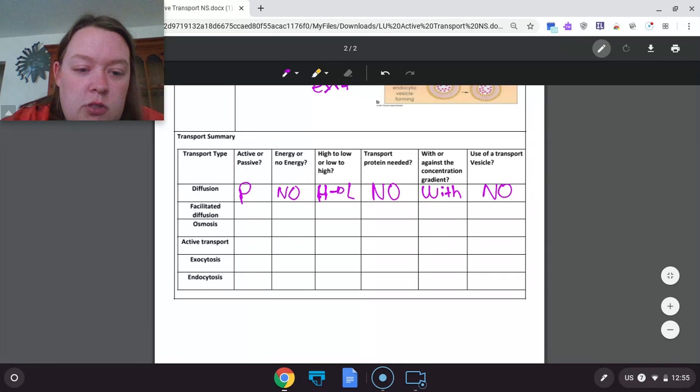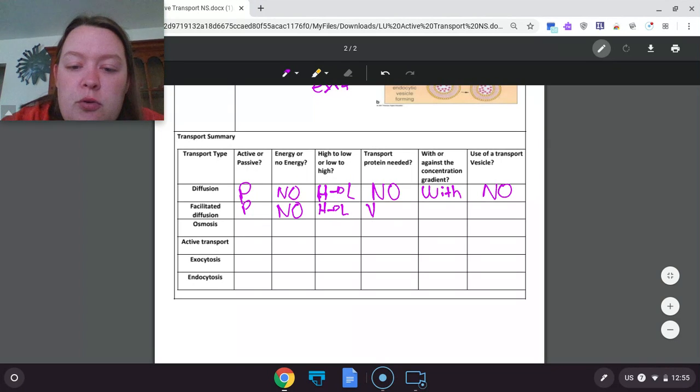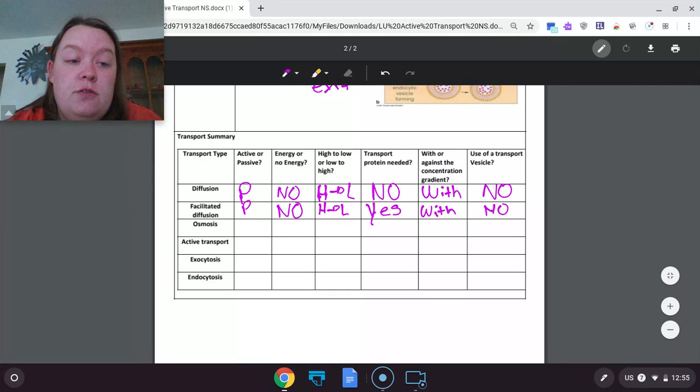So diffusion is passive transport, something going in the cell all alone with no help at all. Facilitated diffusion: anytime you see the word diffusion, it is passive. No energy is being used. It's going from high to low. This one does use a protein, going with the gradient, but no use of vesicles. So facilitated diffusion is diffusion that is helped with the use of a protein.